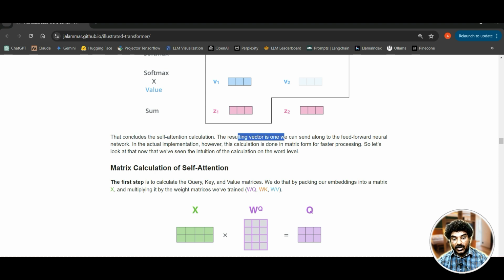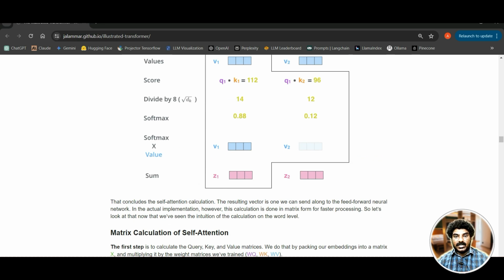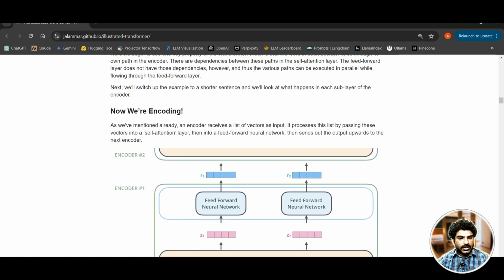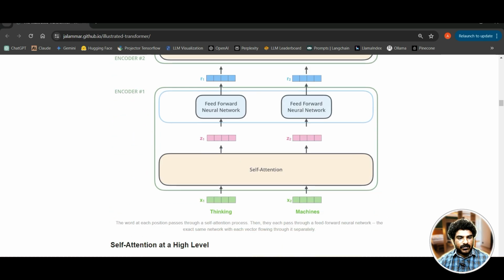The resultant vector is one we can send along to the feed forward neural network. So whatever calculation you got from the self-attention layer, you pass this score or sum as an input to the feed forward neural network in the sequence. We understood this, right? So here you'll pass this to the self-attention, and then it will pass to the feed forward neural net.